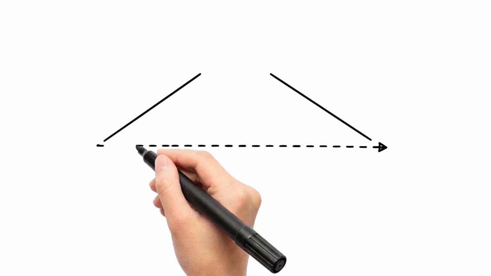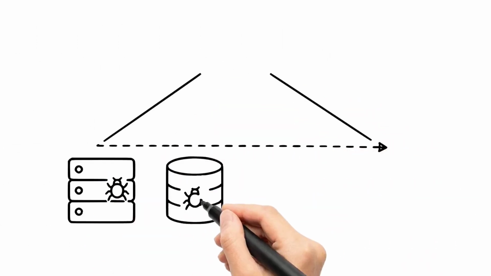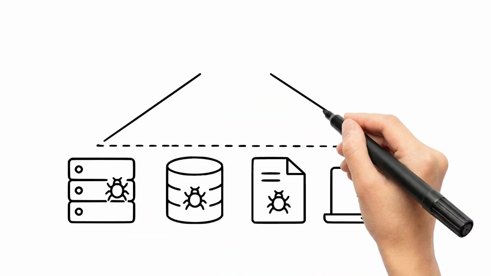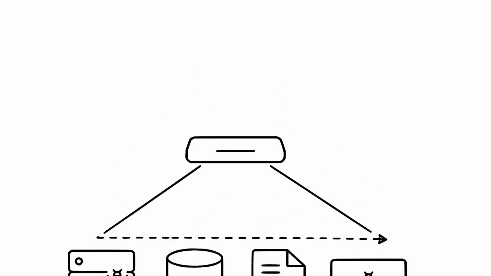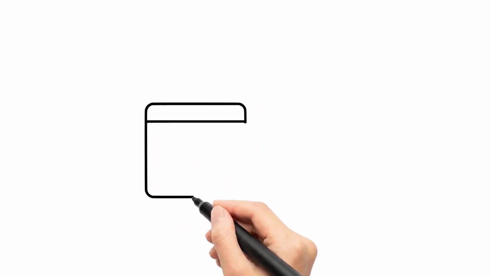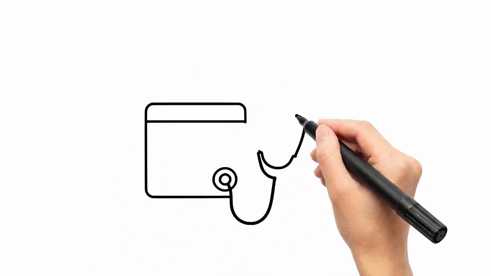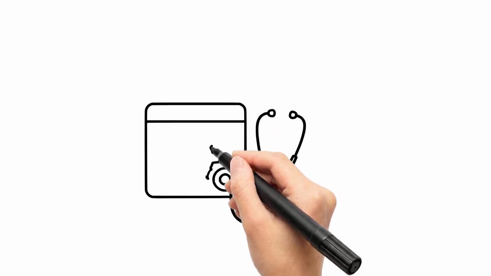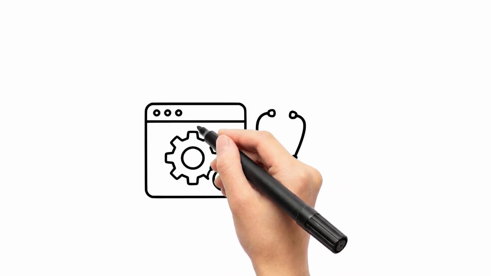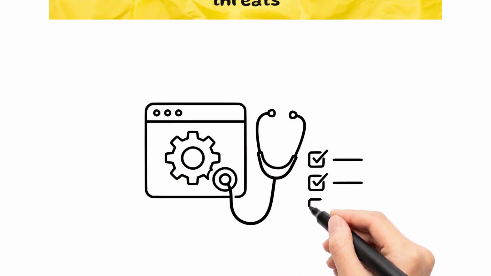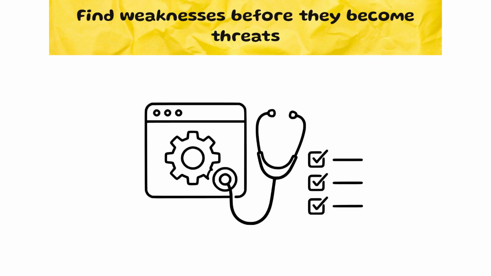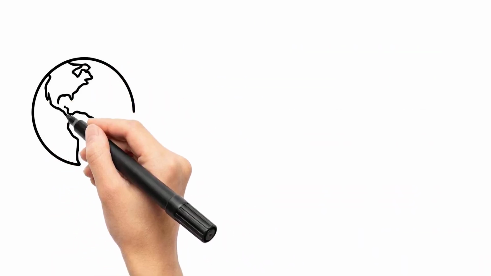Once assets are discovered, the next step is identifying vulnerabilities. This is done through vulnerability scanning. Scanners check each system for known weaknesses. They compare software versions and configurations against a database of threats. It's like a doctor running a health check to find symptoms before illness develops. But not all scans find everything.